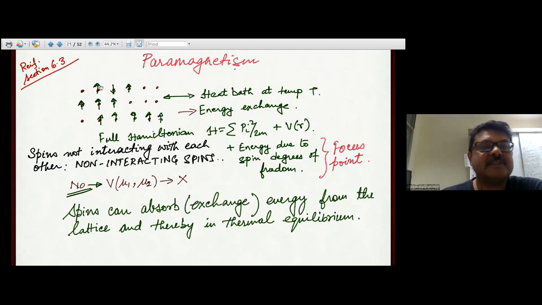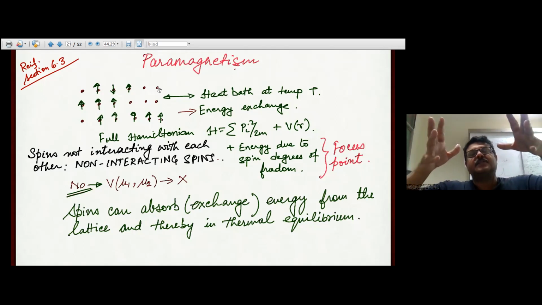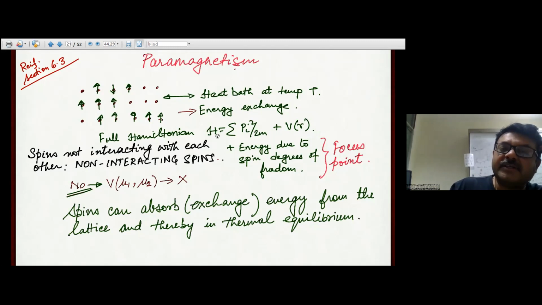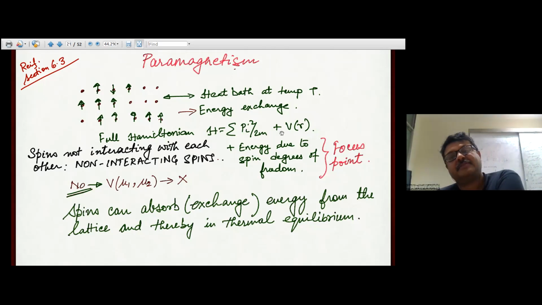Of course, this atom is interacting with its neighbors, right? Else you wouldn't have the lattice. Else this system of atoms, molecules, whatever be they, sitting on a lattice, they would fly around in space, right? So the Hamiltonian of the full system is of course the kinetic energy of each of the atoms plus different kinds of interaction energy with electron interactions and so on and so forth.